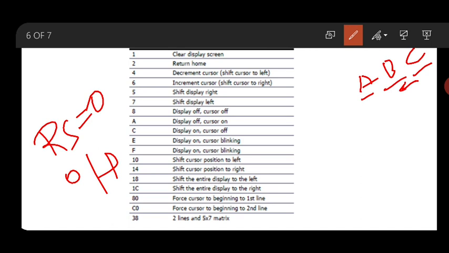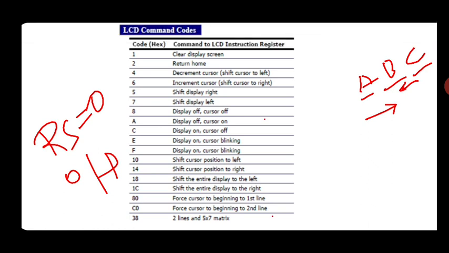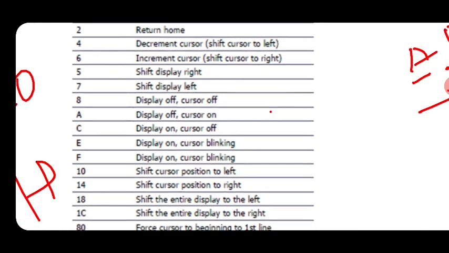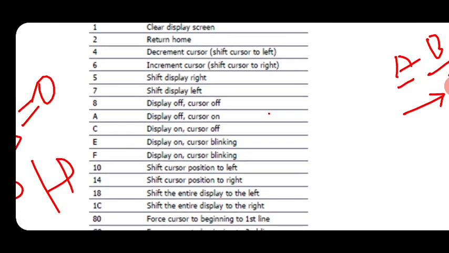If the command is 6, it is the reverse operation: the characters go on incrementing, so the cursor shifts to the right side. You might have seen this in a calculator: as you go on typing, the cursor shifts from left to right. If the command is 5, shift the display right. If it is 7, shift the display left. These are display shift operations. If it is 8, the display is off and the cursor is also off.